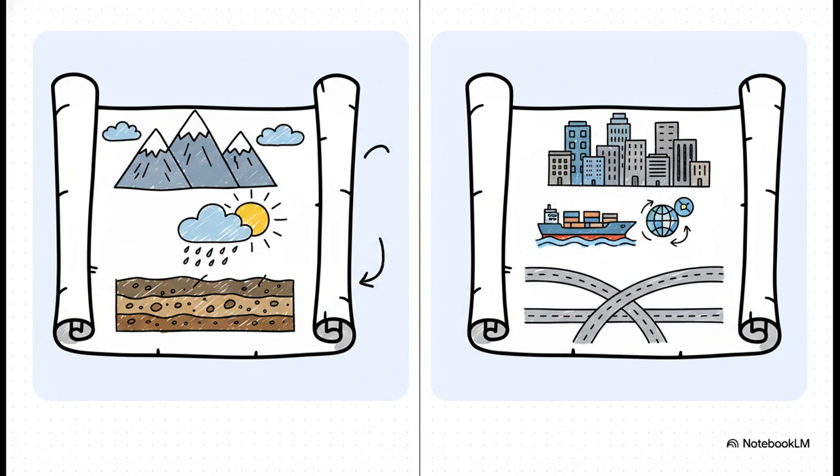On one hand, you've got physical maps. These are all about nature, mountain ranges, weather patterns, soil types, things like that. On the other hand, you have cultural maps. These highlight man-made societal features. We're talking population demographics, economic trade routes, and complex transportation networks.